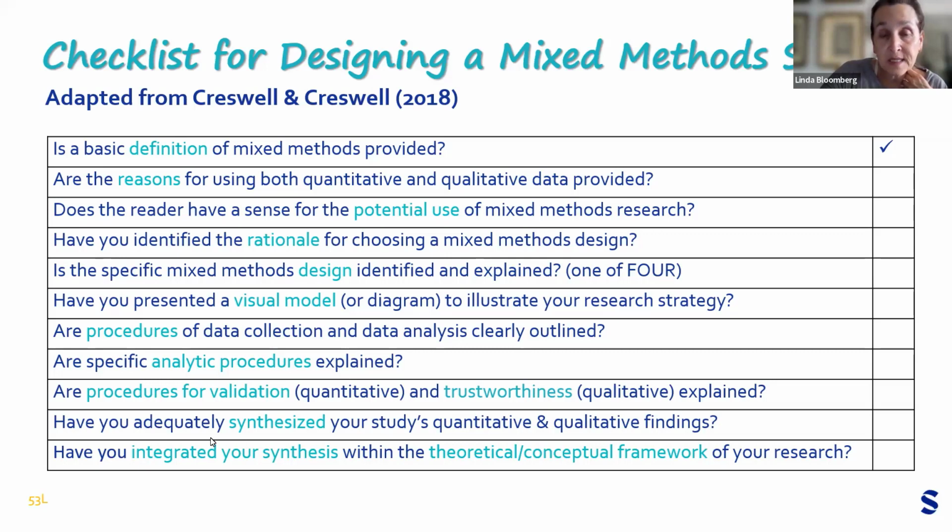Have you adequately synthesized your study's findings? That's a very important point. So you're not just conducting 2 separate or parallel studies, but you're conducting one integrated, synthesized study where the qualitative and the quantitative data are integrated in such a way that they either support or don't support each other. And have you integrated your synthesis with your study's theoretical or conceptual framework? So those are all considerations for a checklist if you have already conducted a mixed method study or you're in the process of doing so.